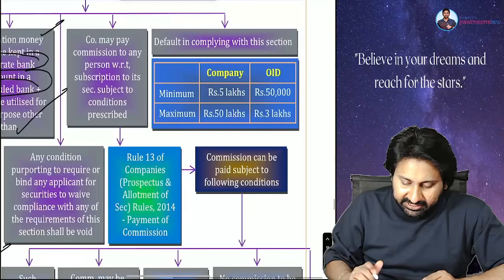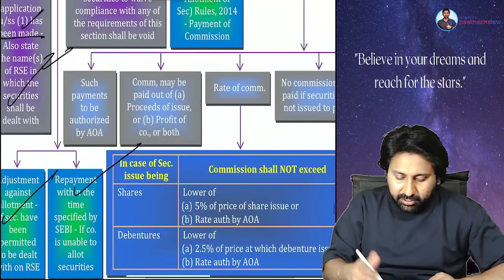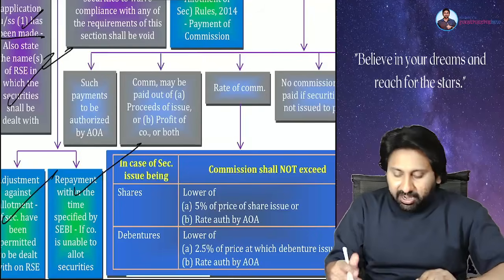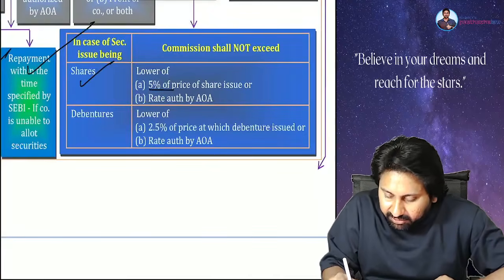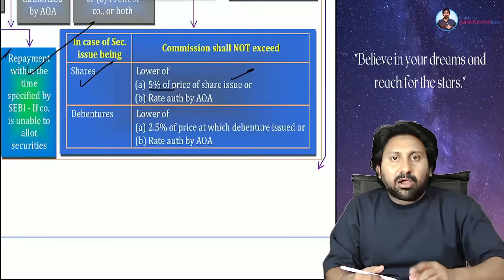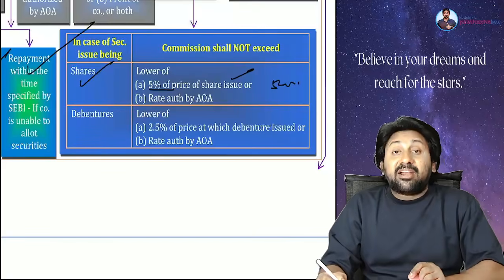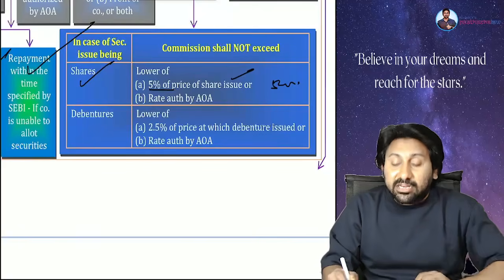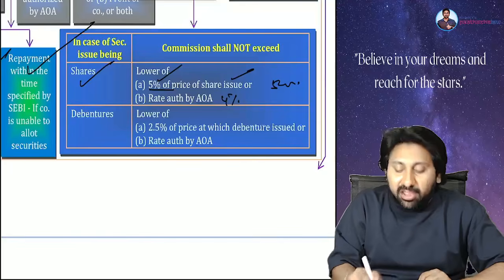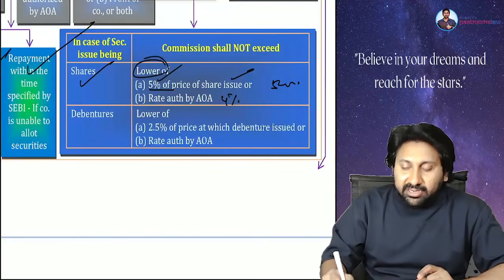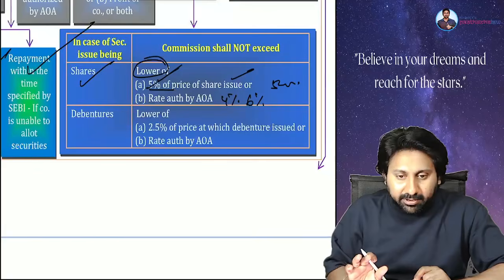Main contents I will discuss. So commission can be paid. Underwriting commission. Okay. How much underwriting commission can I pay? In case of shares, 5% of the issue price, issue value. 100 crore public offer, 5%, 5 crore, or the rate authorized by the articles. Articles have authorized 4%. You have given 5. 5 or 4, whichever is lower. For example, articles prescribe 6. 5 or 6, whichever is lower, 5 will apply.